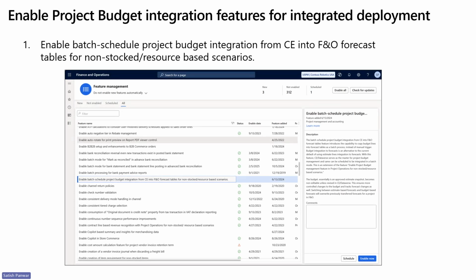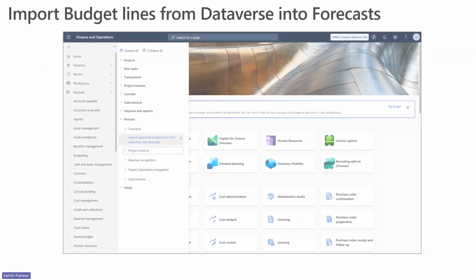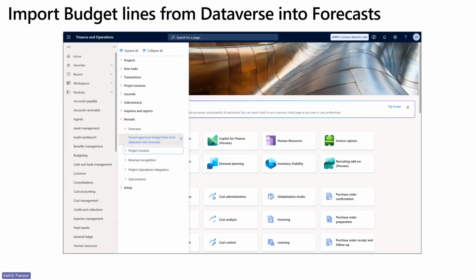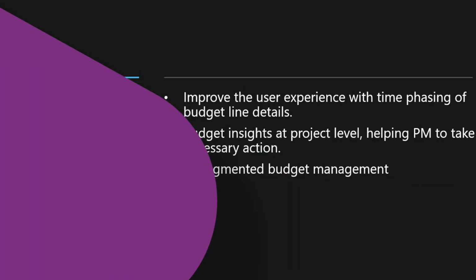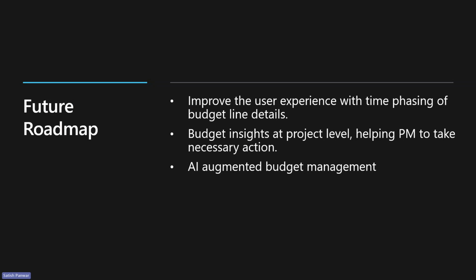Otherwise, you can import them manually. And we also have this batch job, which I showed in the demo as well. And this is a Power Automate flow which actually triggers every 5 minutes, and you can configure it to run however you like. Let's talk about a bit of a feature roadmap, right?